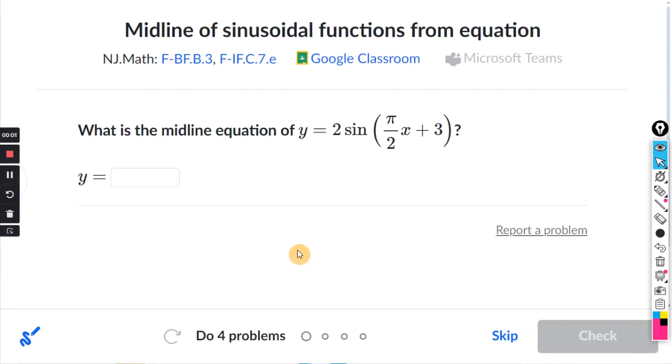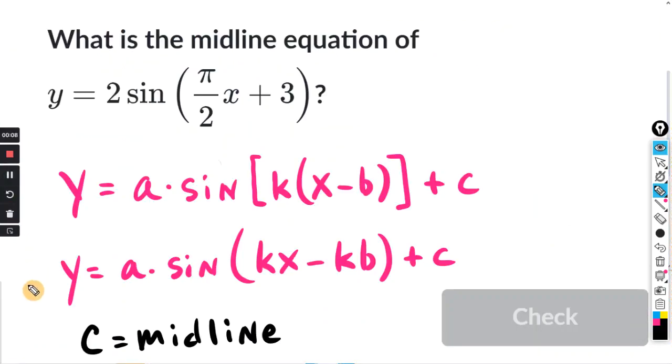This will be for the con exercise, midline of sinusoidal functions from equation. All right, so just like the amplitude from equation, this is very simple. It does not matter if the sine or cosine function is in factored form or in non-factored form. The value for the midline is just going to be the constant term that is added or subtracted from the sine or cosine function.